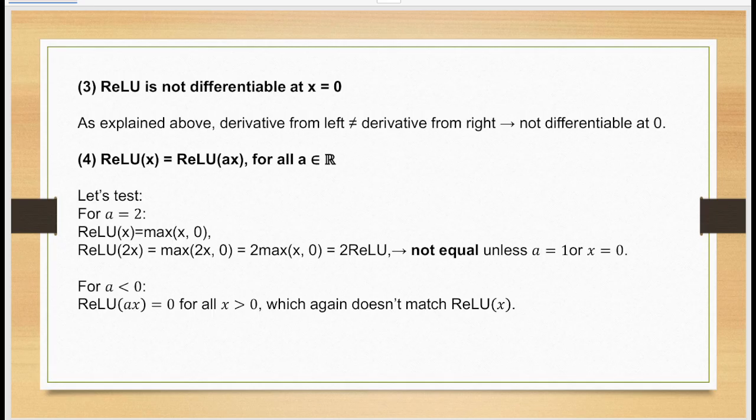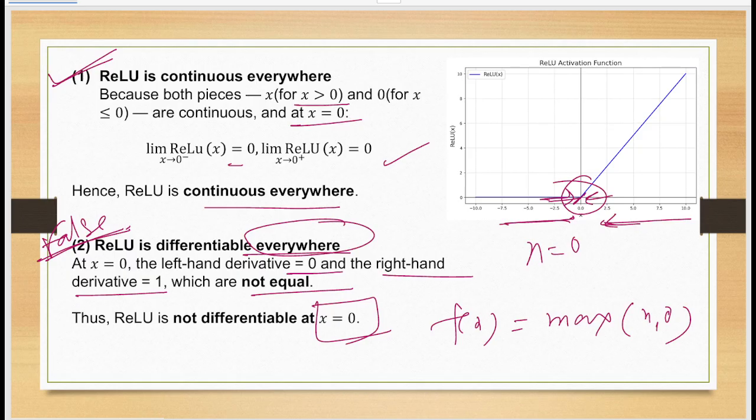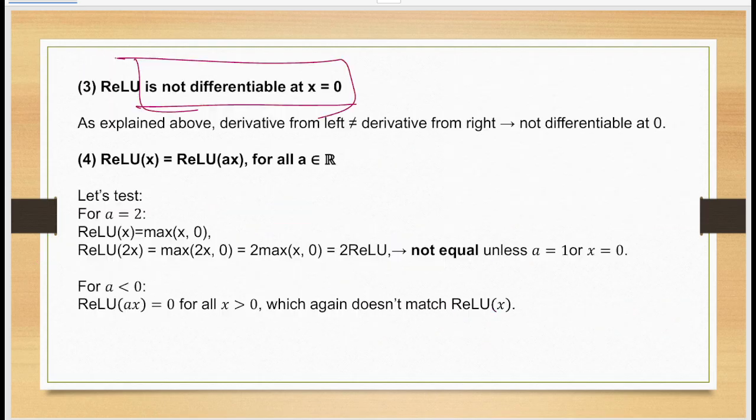Now, if you see the third option, it says it is not differentiable at x equal to 0. As we have seen here, at x equal to 0 it is not differentiable, and that is what it is saying. So we have to take this as the true statement.